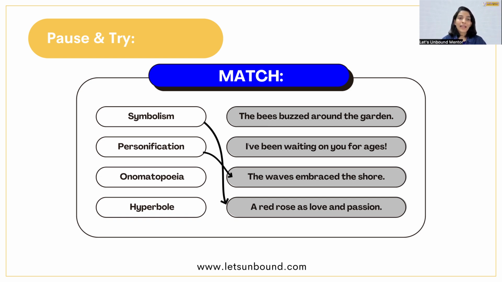Now, next is onomatopoeia. So, here, it should be the bees buzzed around the garden. Now, the word buzzed imitates the natural sound made by the bee, helping the reader hear the continuous humming noise as the bee flies. Okay. The last one is hyperbole. It has to be I have been waiting on you for ages. Now, hyperbole exaggerates, right, the length of time the speaker has waited, emphasizing their impatience and the perceived long duration.